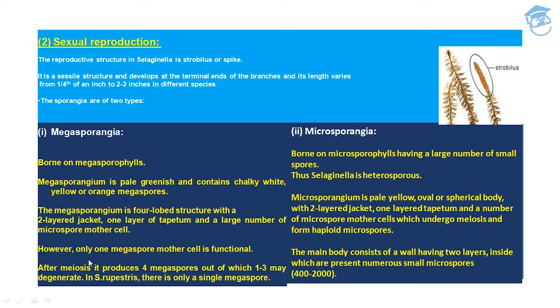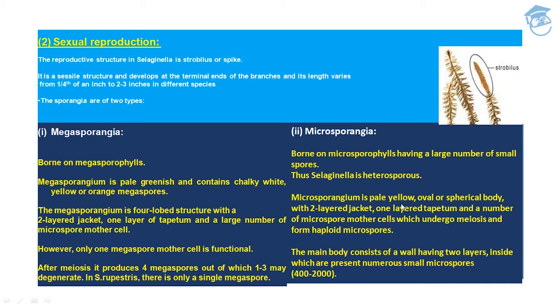However, only one megaspore mother cell is functional here, and after meiosis it produces 4 megaspores, out of which 1 to 3 may get degenerated. Now let's talk about the microsporangia. They are borne on microsporophylls that have a large number of small spores. Thus, Selaginella is heterosporous. But if it contains only one type of spore, then that is called homosporous.